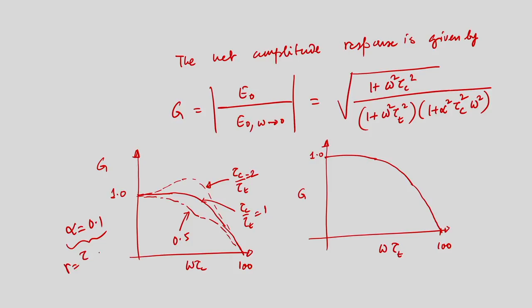Typical behavior, I am trying to show the effect of R, that is R equal to tau c by tau t, and this is for R equal to 1, but for different values of alpha. That is, this is alpha equal to 1, this is alpha equal to 0.1. Again, this is the graphical plot. So, this is alpha equal to 1 and this is alpha equal to 0.3.